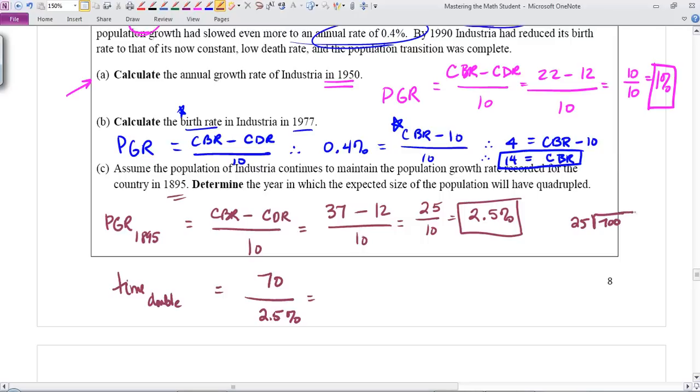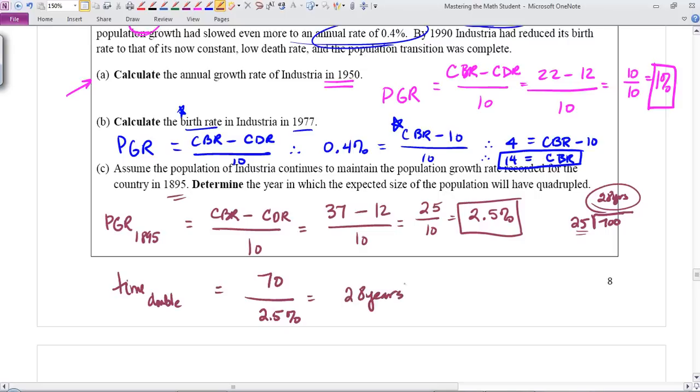So what's that going to be? Well, 25 goes into 100 4 times, and isn't 4 times 7 28? So it's 28 years. So you can think about it that way. Think about this as quarters. I would need 4 quarters to have 100, and I have 7 times 100, so that's 4 times 7, or 28 years.